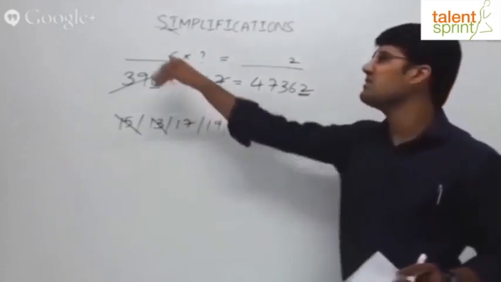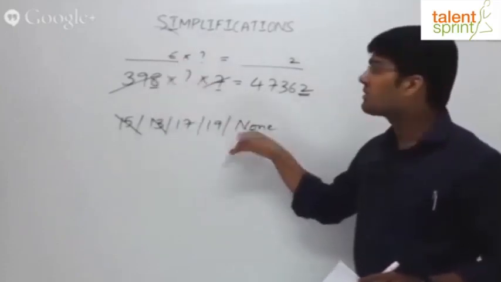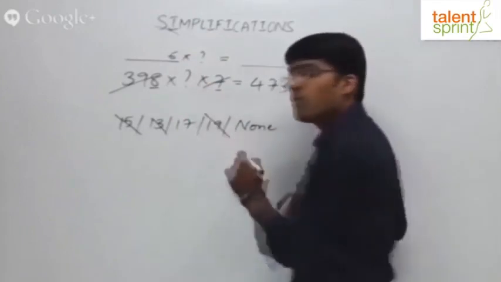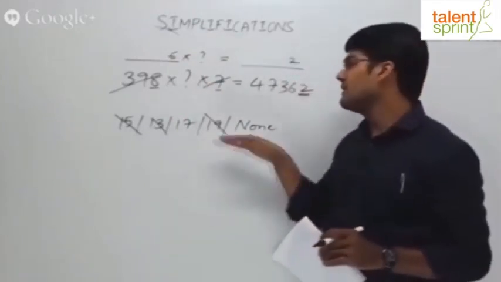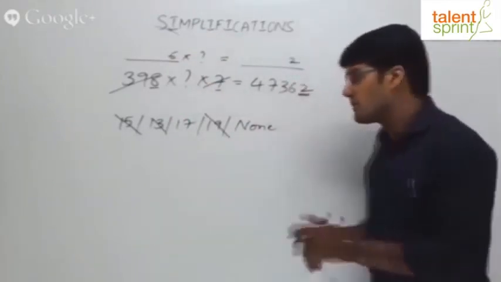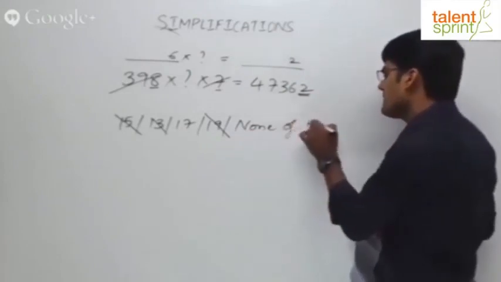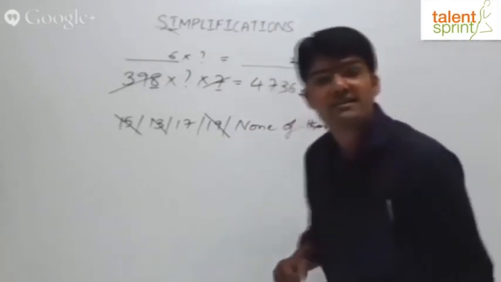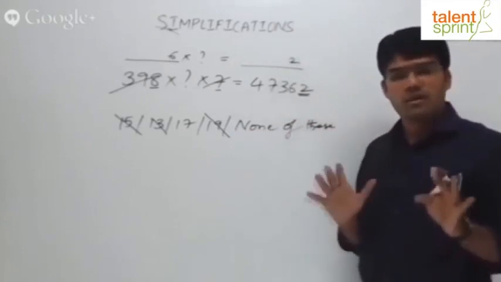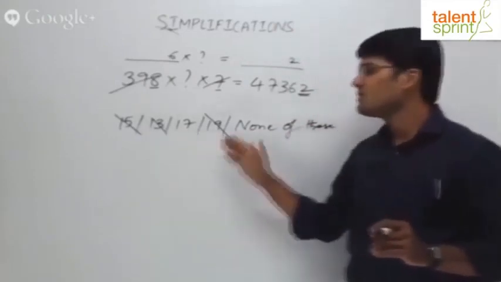90. 6 into 9, 54 ends in 4. What we want ends in 2. What are the possible answers? Either 17 or fifth option, none of these. Again, the same question arises. Which is correct? We have no idea. What we only know is first option, second option, third option are wrong.